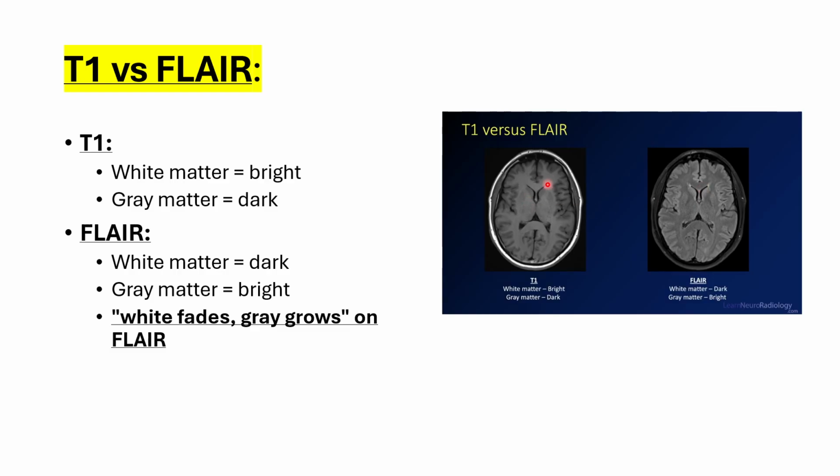So again, here white matter is bright, gray matter is dark. Here, gray matter is bright, and white matter is dark. A way to remember this is white fades, gray grows on FLAIR. White matter is dark, and gray matter is bright.